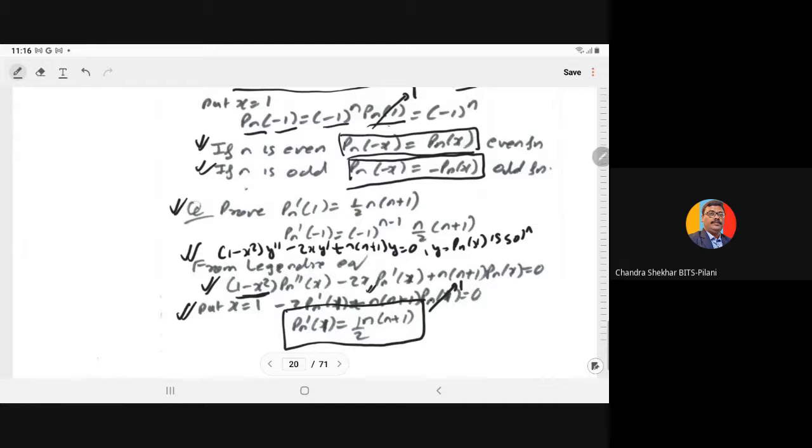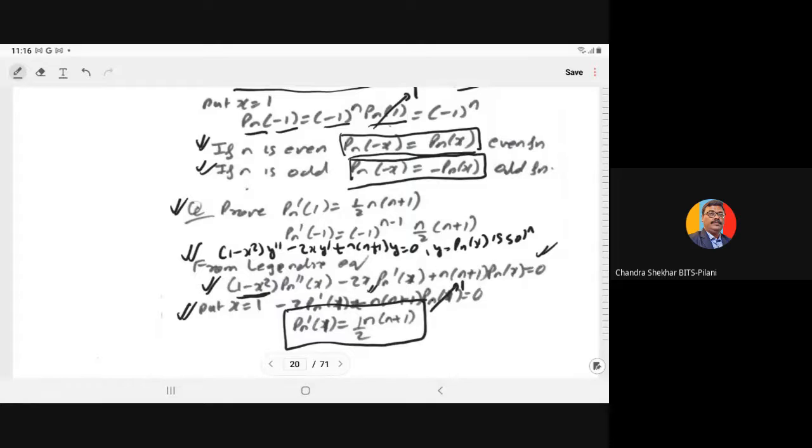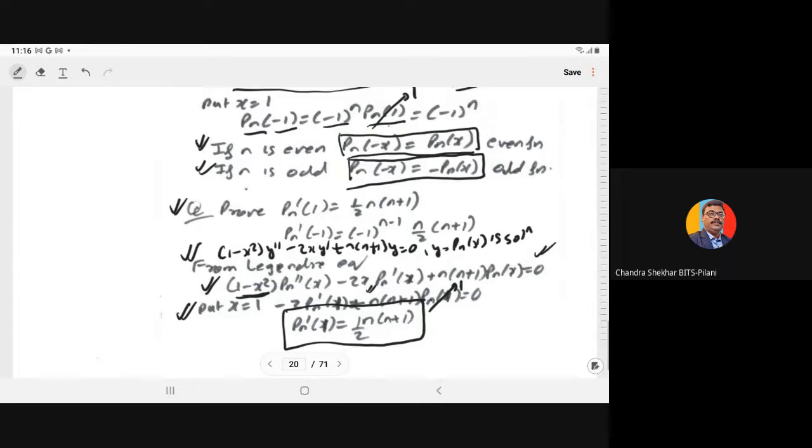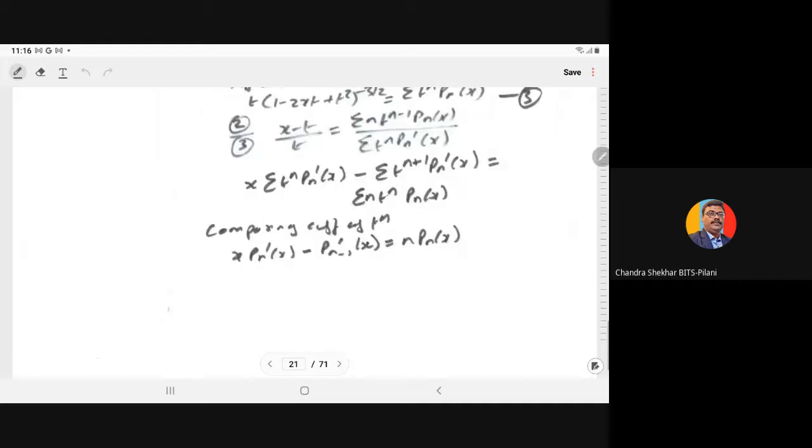Here it is written correct. In this equation it is written, so it will be 1 by 2 n into n plus 1. Similarly, now whatever result we have already derived, Pn of minus 1 is equal to minus 1 to power n, or Pn of minus x is equal to minus 1 to power n Pnx. So using that result, we can prove the second part also.